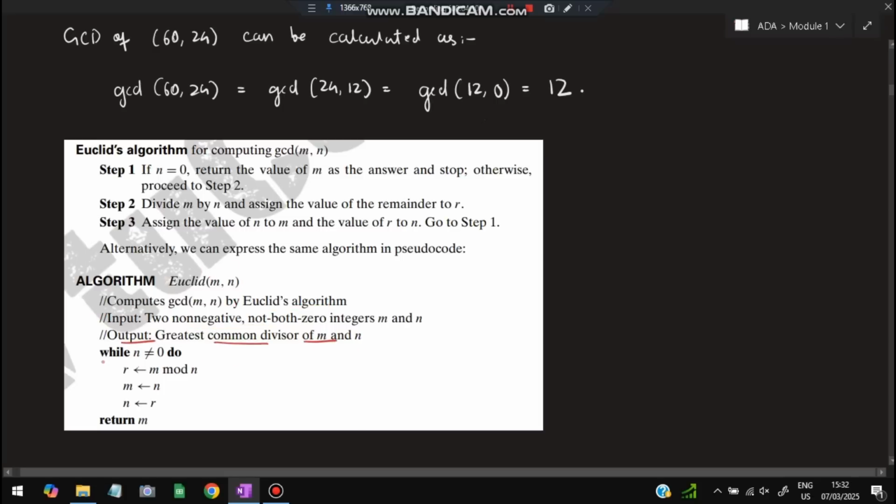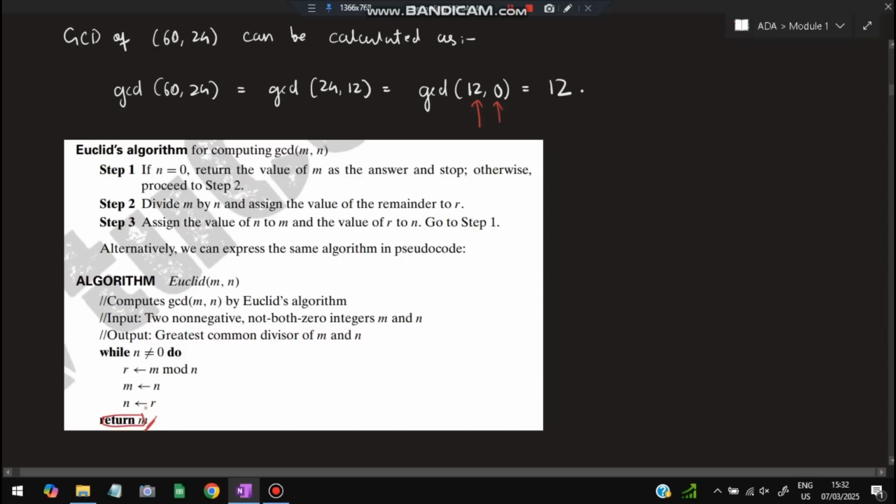How does it work? While n is not equal to 0. Till when will we continue? Until we get this value as 0, because once we get this value as 0, that will be our answer. Till then, what do we have to do? r will be m mod n, the remainder will be r, and m's value will become n's value, and n's value will become r's value. That's what we are doing here. n comes and sits in m's place, and r comes and sits in n's place. So we will finally return m.